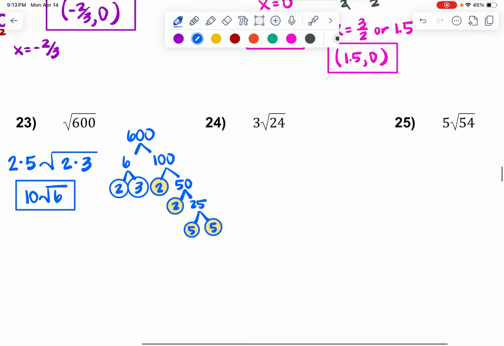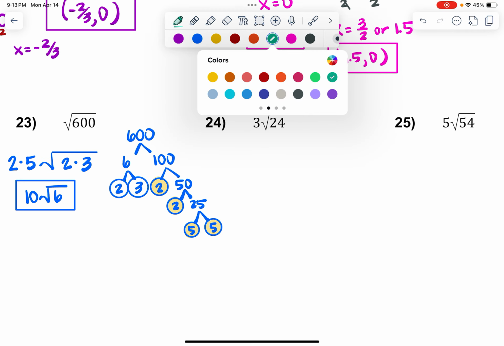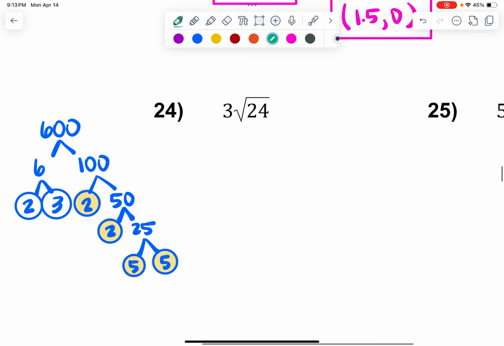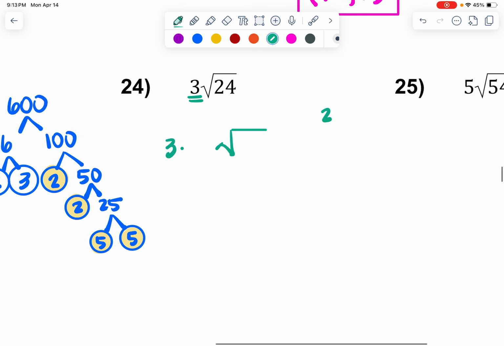All right, moving along. Notice this one already has a 3 multiplier on the outside. So when I'm simplifying the square root of 24, I already have a 3 multiplier on the outside. If I'm able to take anything else out, it has to get multiplied by that 3 in the front there. Okay, so here we go, 24.